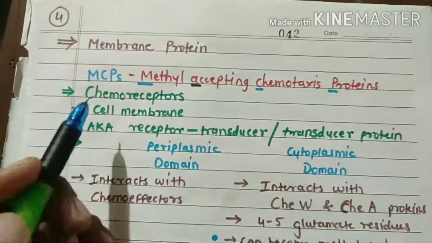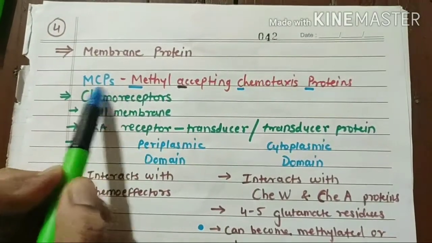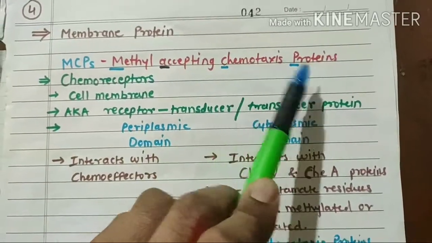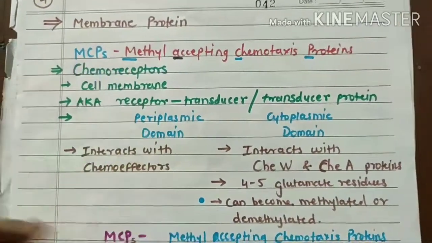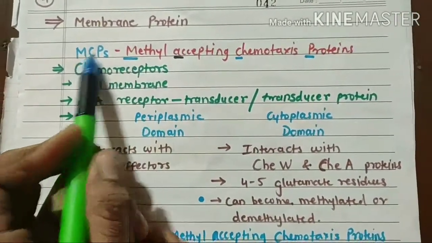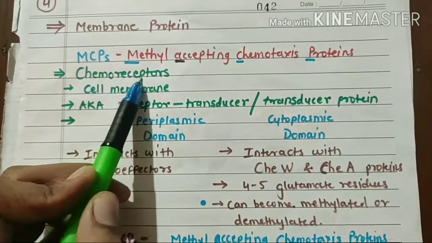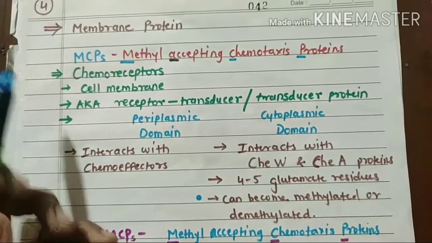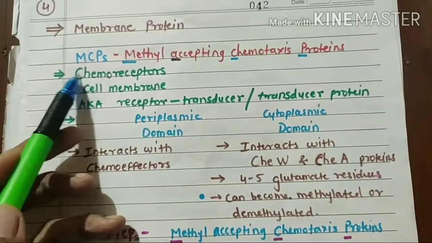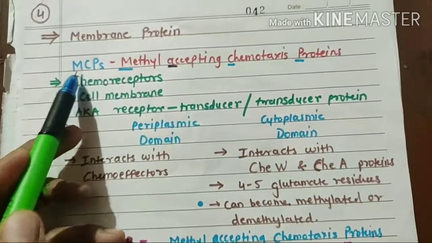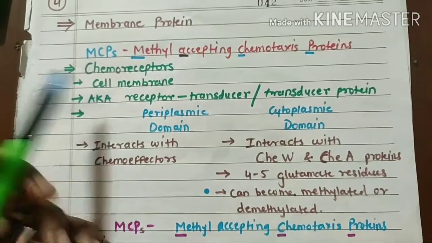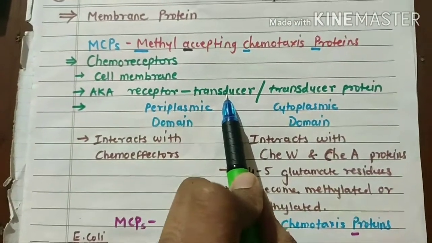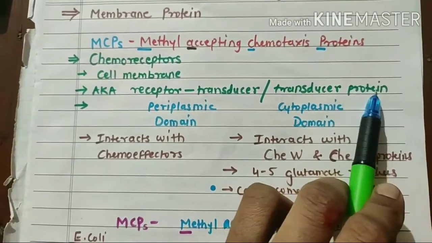So now let's take a look at the membrane proteins. Only one type of membrane protein is there, that is methyl accepting chemotaxis protein, hence the name MCPs. That is the full form of MCPs. These are chemoreceptors, which means whatever chemo effectors are there in the environment will be detected by these MCPs, and they are present in the cell membrane. They are also known as receptor transducer protein or only transducer protein.